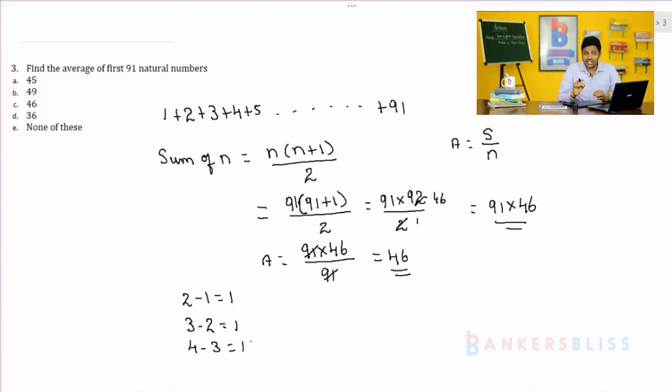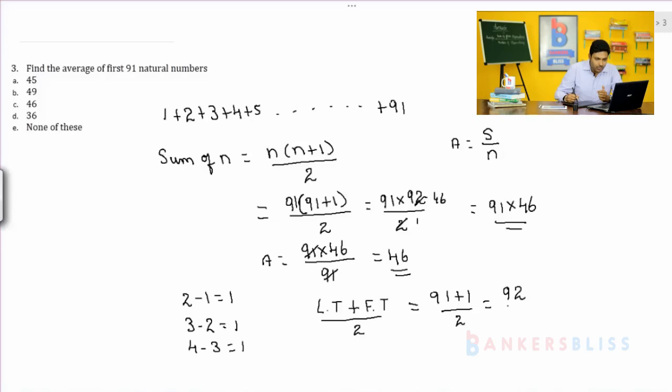If the series is in arithmetic progression, then it is very easy to calculate the average. That is last term plus first term by 2, or else you can take first term plus last term by 2, both are the same. So, last term plus first term, which is 91 plus 1 by 2. So, 92 by 2, which is equal to 46.